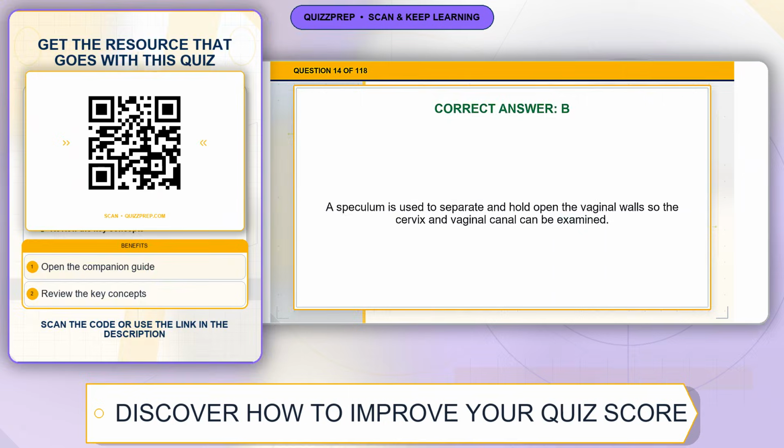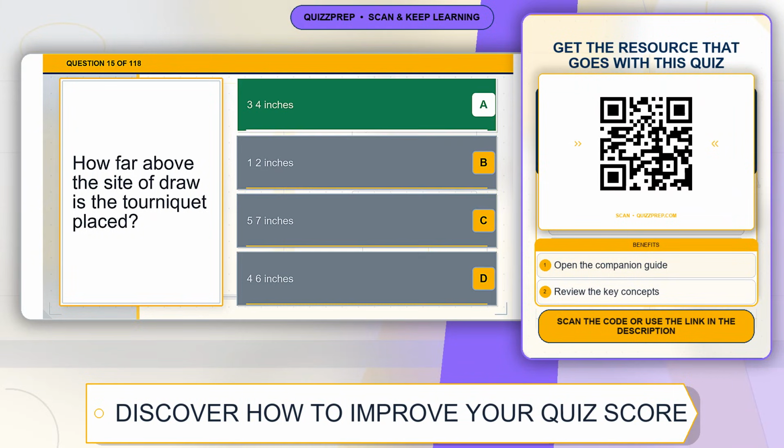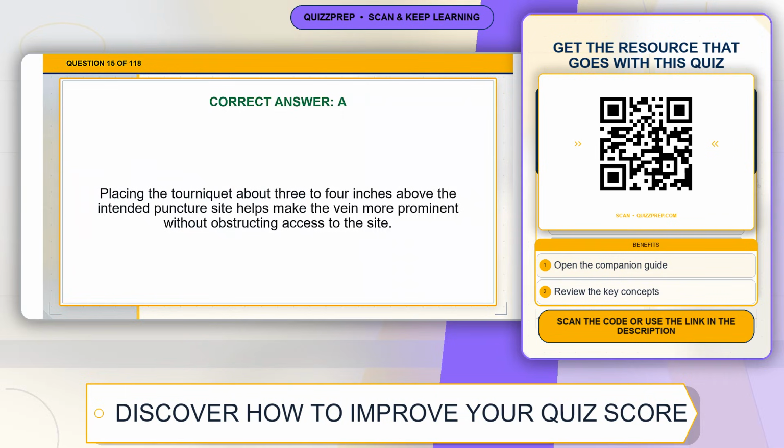be examined. Question 15. How far above the site of draw is the tourniquet placed? Option A, 3-4 inches. Option B, 1-2 inches. Option C, 5-7 inches. Option D, 4-6 inches. The correct answer is option A, 3-4 inches. Explanation: placing the tourniquet about 3 to 4 inches above the intended puncture site helps make the vein more prominent without obstructing access to the site.